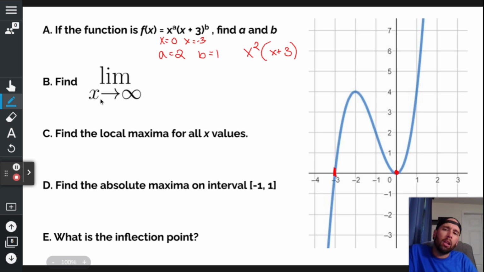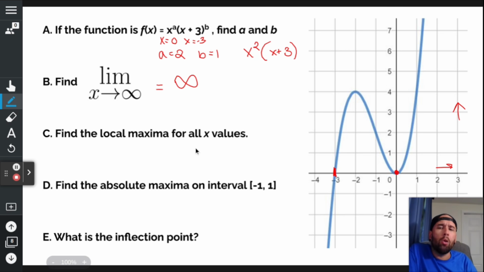Find the limit as x approaches infinity. As x moves to the right, what is my graph doing? It's moving upward. So my limit as x approaches infinity is infinity. Infinity Wars!